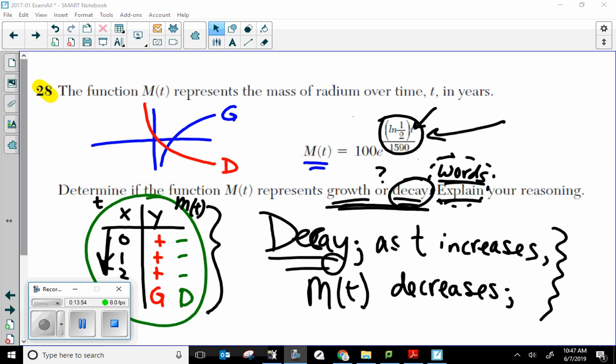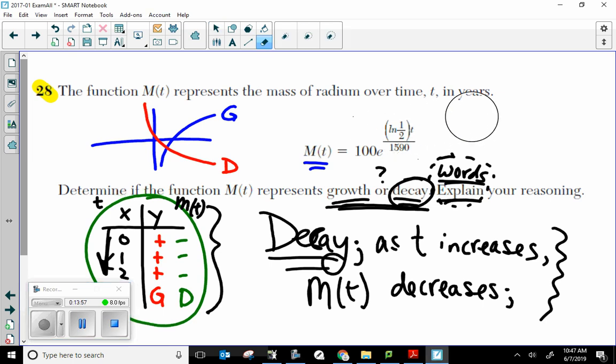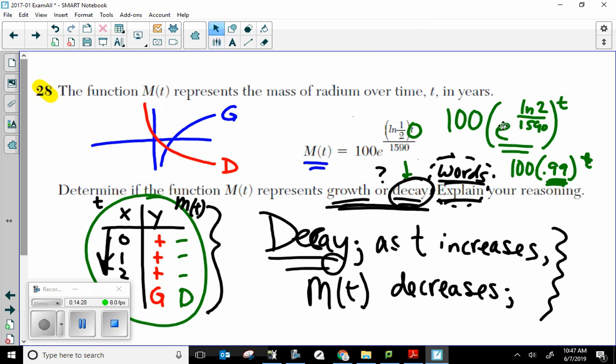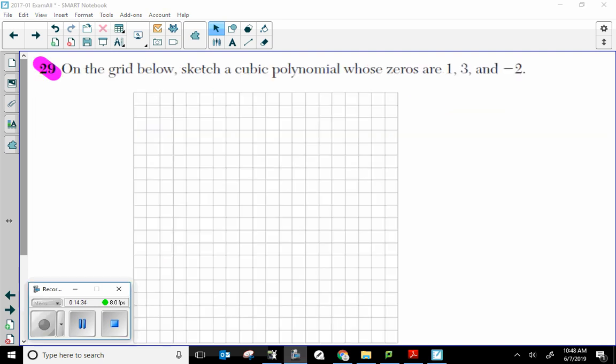I mean, I suppose if I really, really wanted to, because some of my students have asked me this, if I wanted to get this t alone as the exponent, I could take 100 times e to the ln of 2 over 1590, to the t. This right here is like 0.99 something, so it's 100 times 0.99 to the t. Since this value is less than 1, that also shows decreasing or decay. I could have done that as well. So there are multiple ways. I like the way I did it. That seems to be the easiest method.